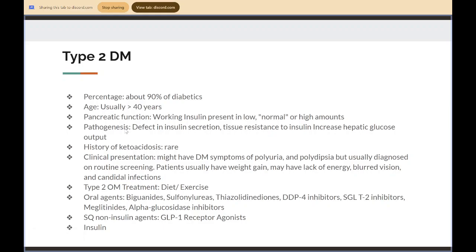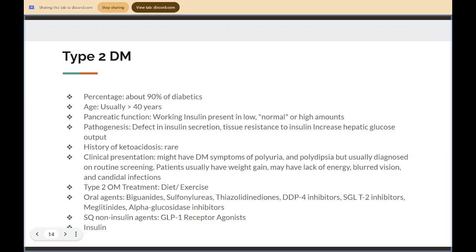Excuse me. Clinical presentation, there may be polyuria, polydipsia, but type 2 is usually diagnosed on routine screening. So someone has a yearly physical, their fasting or random is high, A1C is sent out, and you get your diagnosis and your confirmation. Patients usually have weight gain as opposed to weight loss, lack of energy, blurred vision, and candidal infection.